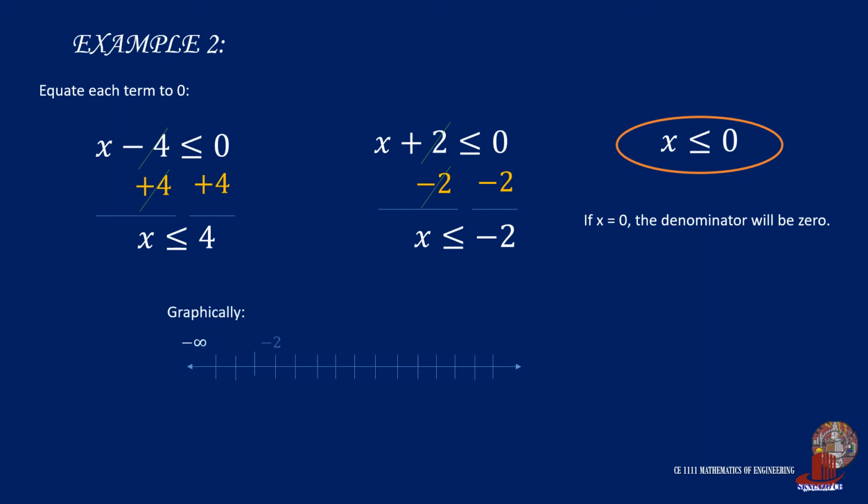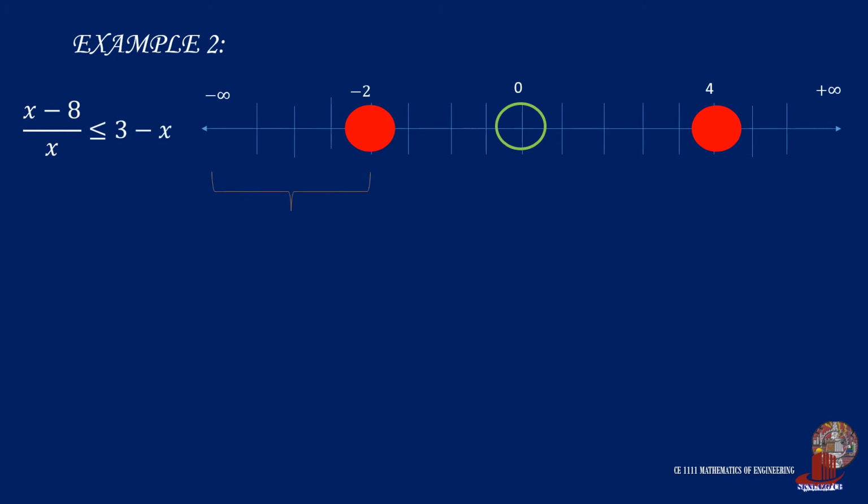Graphically, we mark negative 2 and positive 4 with closed intervals to signify lesser than or equal to from the numerator inequalities. The other mark under 0 is from the denominator, thus we use an open interval. Now we can test the ranges for true inequality statements.